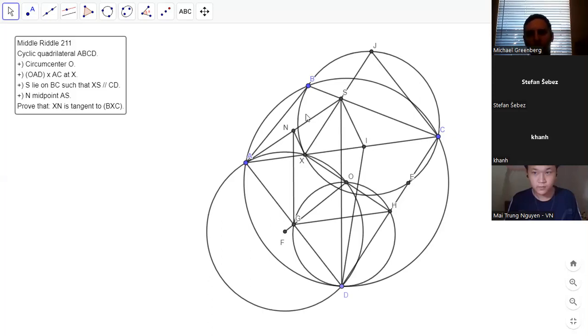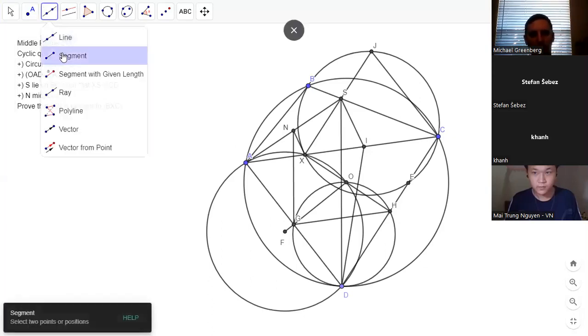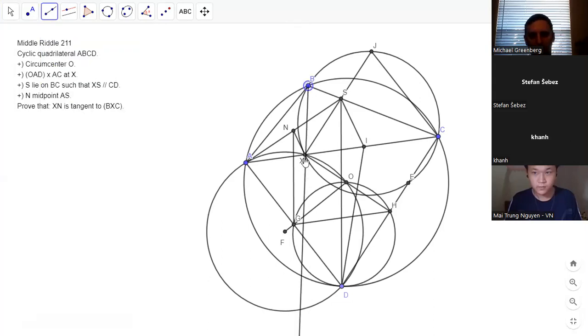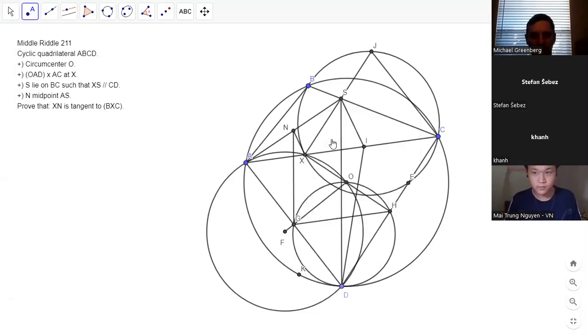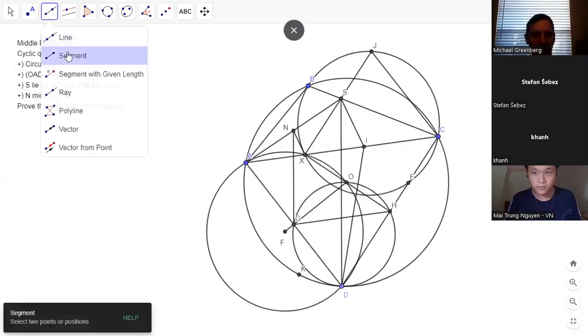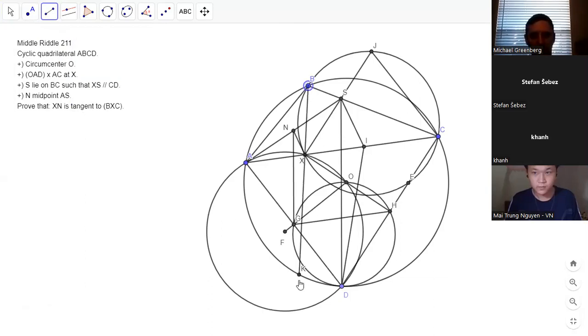So can you let BX meet the circle at a point K? Yes. So BX meets the circle at a point K, the circumcircle A, B, C, D here. So we need to prove that BXN is equal to BKA. Which means that AK is parallel to NX.